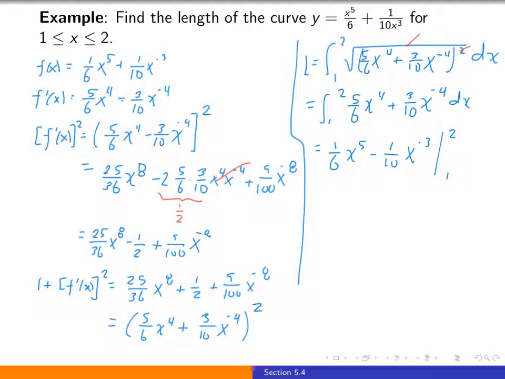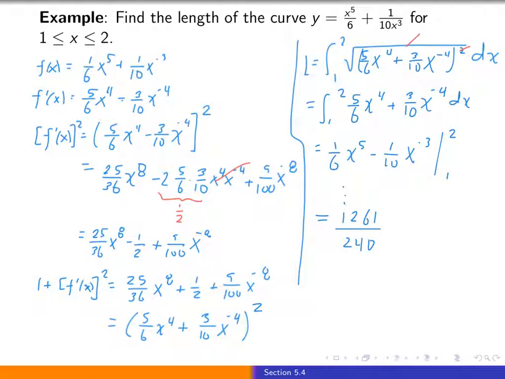Evaluate it from 1 to 2. So that means we plug in a 2, we put a minus sign, we plug in a 1. And I'm going to put a dot, dot, dot here. When you write out those terms and plug them into your calculator to simplify, what you end up getting is 1,261 over 240. And I used my calculator to simplify this for me.